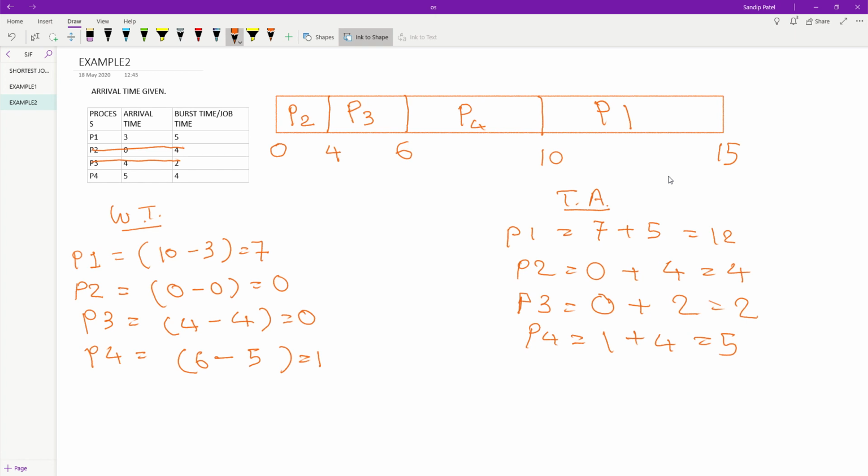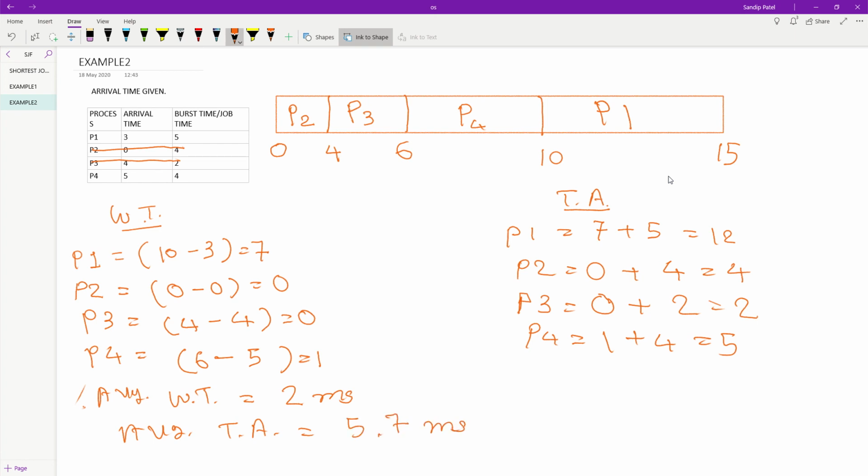So you can see here we have the waiting time and turnaround time for each and every process. Now you can easily calculate the average waiting time by summing all these waiting times and dividing by 4. Finally we get 2 milliseconds. The average turnaround time is the summation of all 4 turnaround times divided by 4. Finally we get 5.7 milliseconds.